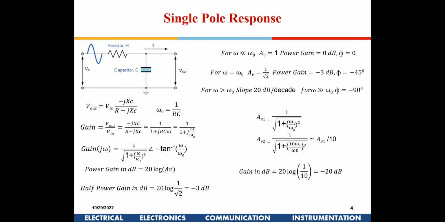Yes, sir. Okay, so now what about the phase? Now the phase, if you see here, when omega becomes much greater than omega 0, or even if it is going to infinity, this is going to become tan inverse infinity. And what is tan inverse infinity? It is 90, right? There is a negative out here, so minus 90.